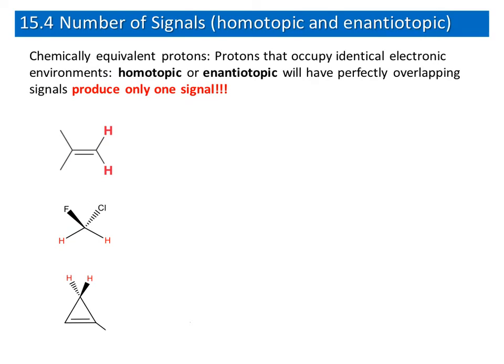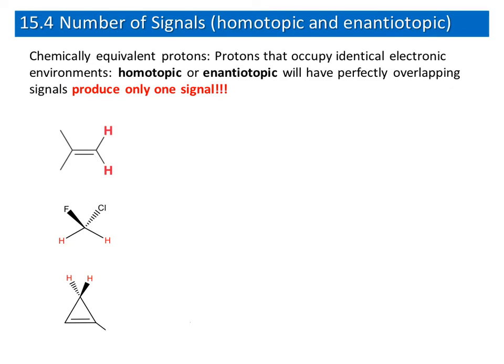Homotopic or enantiotopic protons give you one signal in hydrogen NMR. But diastereotopic protons give you different signals in hydrogen NMR. So diastereotopic protons are not identical. Now let's look at a few more examples and decide what the relationship is between the hydrogens in the molecules below.